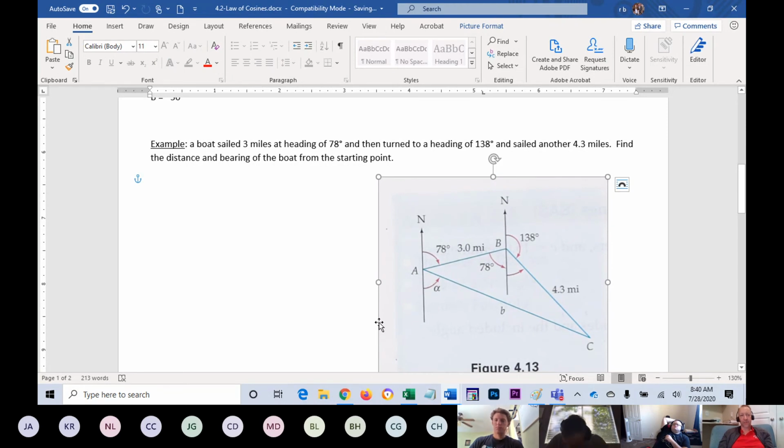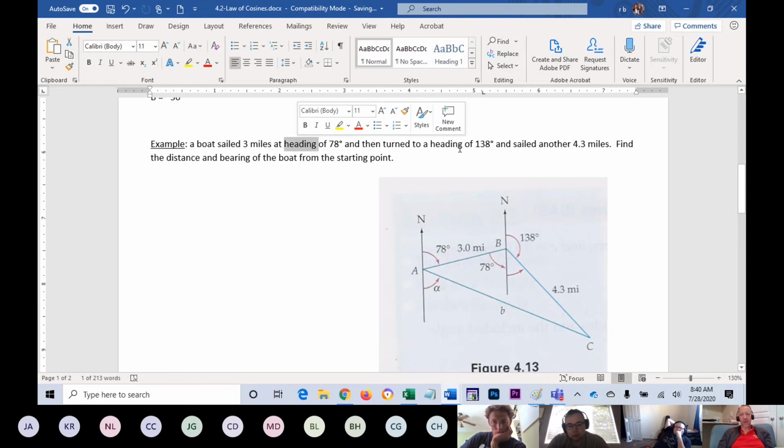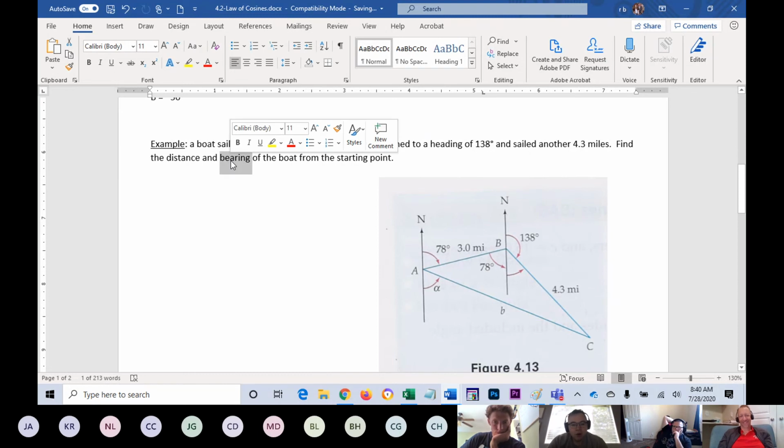So we started at point A, we sailed at a heading of 78 degrees. So we're 78 degrees here, sailed for 3 miles, and then turned to 138 degrees. So we're going down here and sailed another 4.3 miles. Find the distance and bearing of the boat from the starting point. So we're changing from headings to bearings. Because we love to do that.